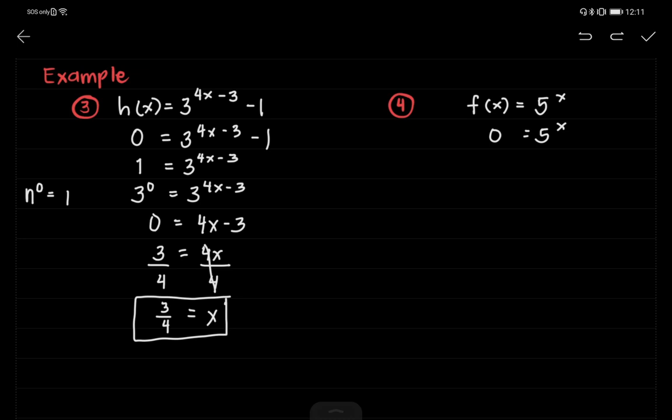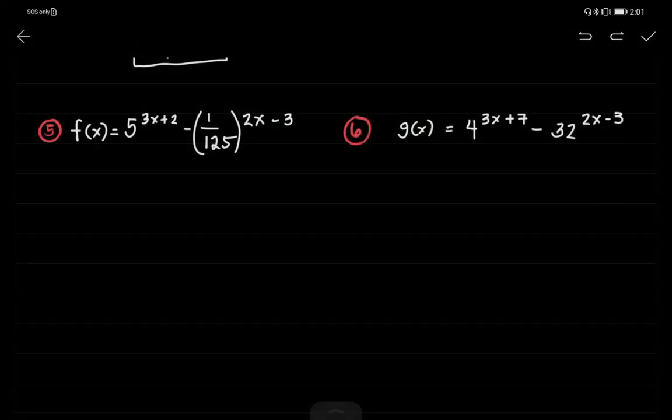So, ibig sabihin yan, wala siyang 0 yung ating given function na f of x, which is 5 raised to x. Or di kaya, walang part doon sa graph natin na magta-touch sa x-axis.